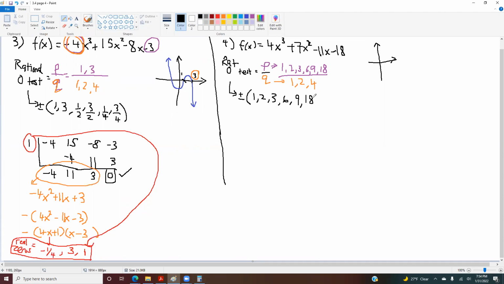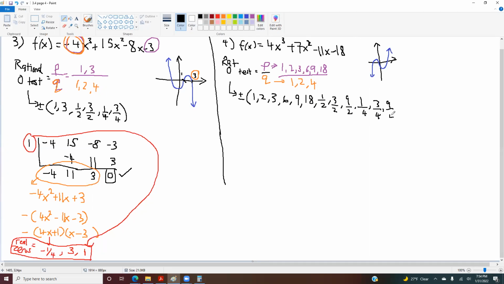Okay, so we have 1, 2, 3, 6, 9, 18 divided by 1. You get back the same thing. Followed by what? One half, 1/2, 3/2, yep, 9/2, 1/4, 3/4, and 9/4. Yep, good.